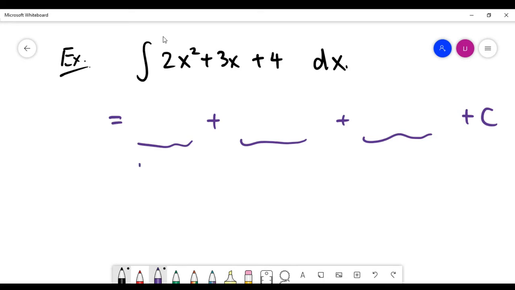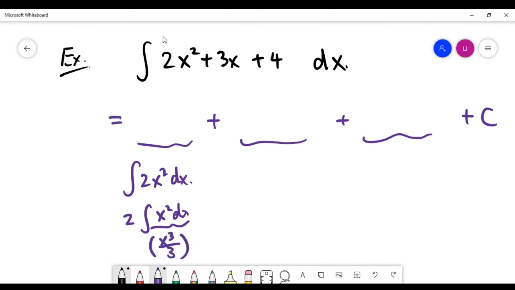So look at the first term. You are finding the integral of 2x squared. And based on the power rule I stated above, after pulling out the 2, you are finding the integral of x squared. And of course, based on the power rule, it's going to be x cubed over 3, right? So it means this case is 2 times x cubed over 3.